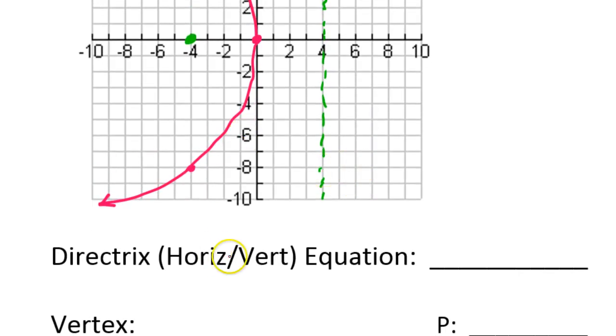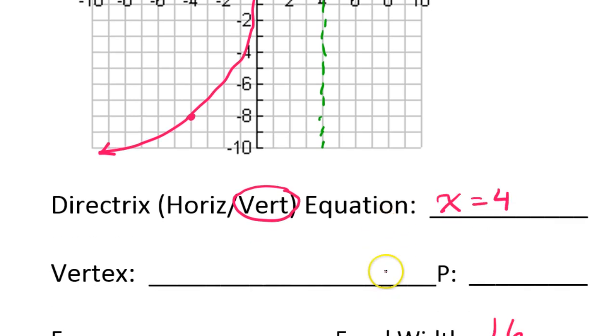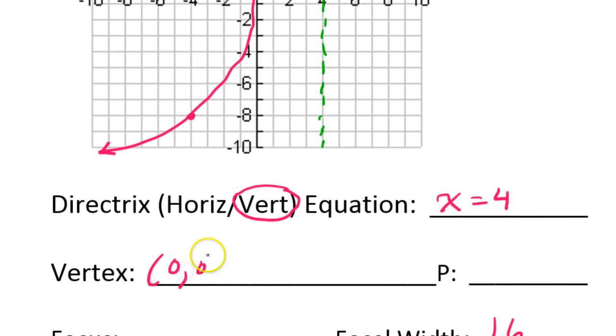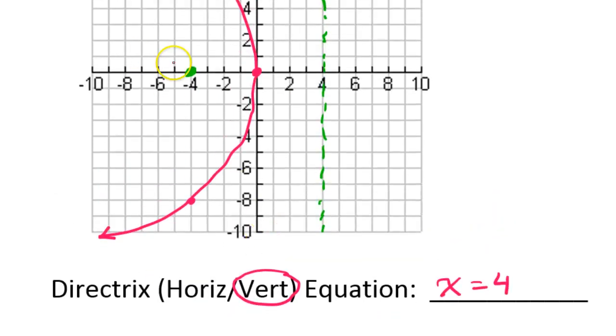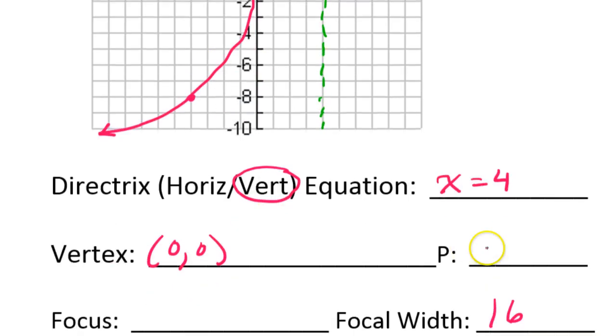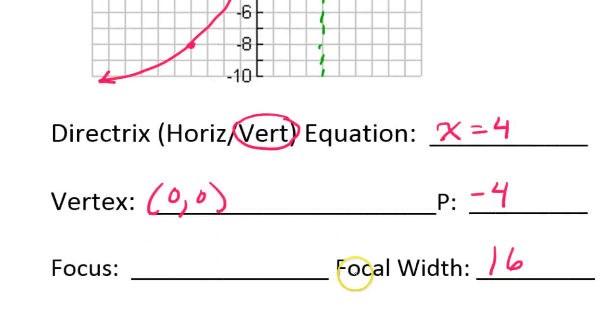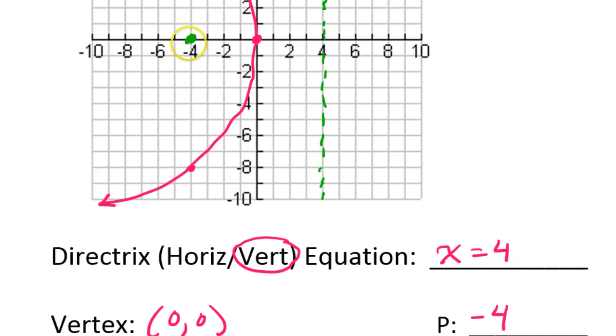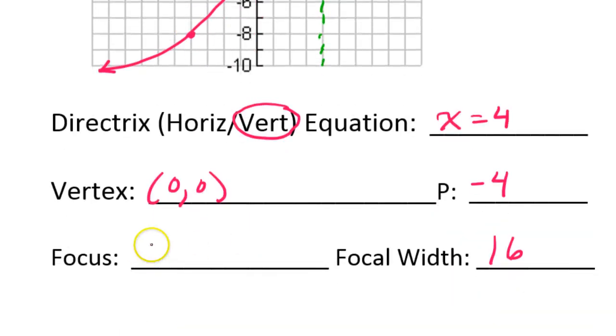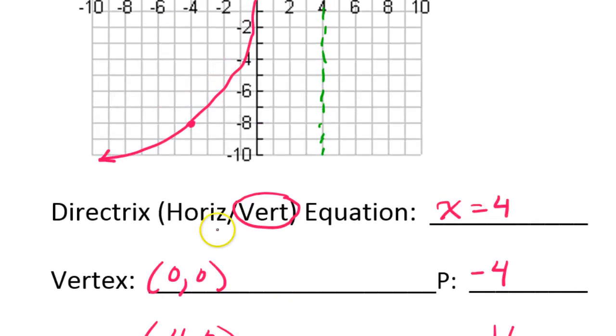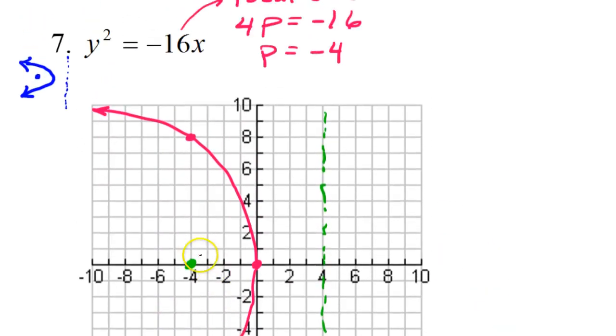All right, let's fill in everything. So the directrix is vertical with the equation x equals, all right, a vertical line is always x equals something. In this case, x equals 4. My vertex was 0, 0. My p-value was negative 4. My focus is here at negative 4, 0. All right, and I think that's it for problem number 7.